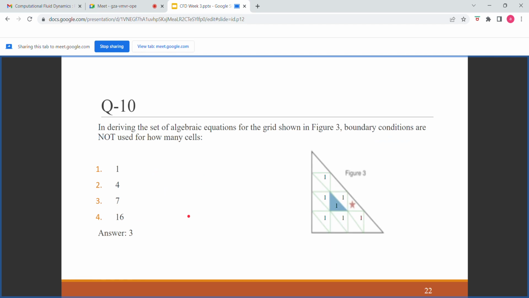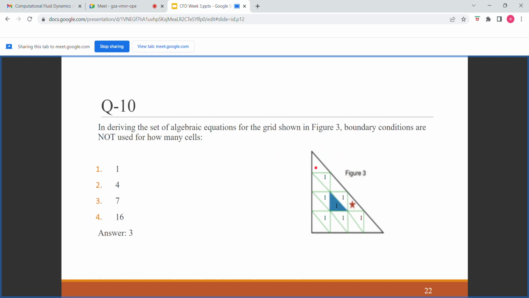In question 10, it is asked that in deriving the set of algebraic equations for the grid shown in figure 3, the boundary conditions are not used for how many cells? Obviously the cells adjacent to the boundaries will use boundary conditions. So we must count the number of cells that are not placed next to the boundaries. Obviously this is 1, 2, 3, 4, 5, 6, 7. Seven cells are not using boundary conditions. All other cells are using boundaries.